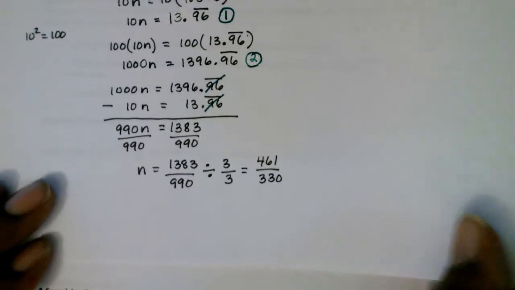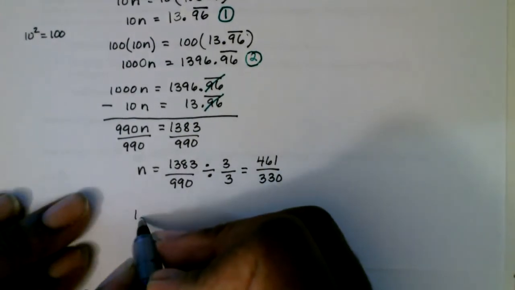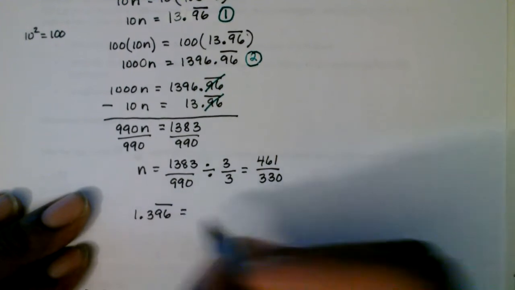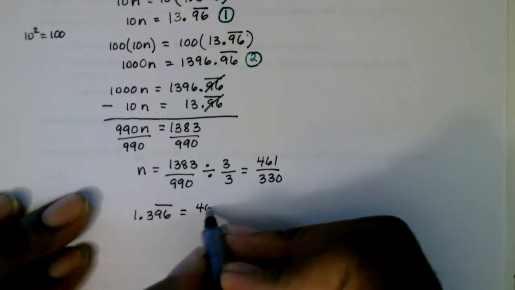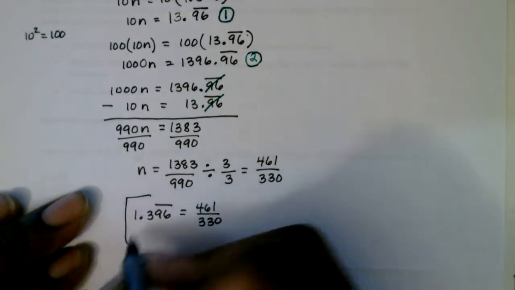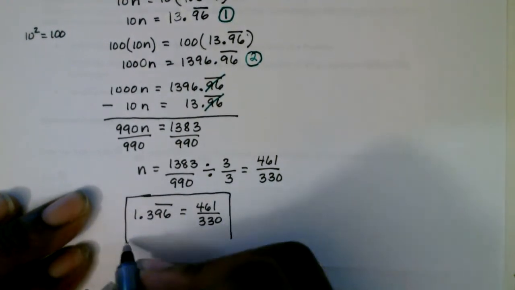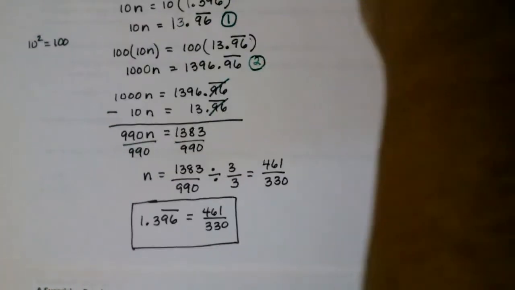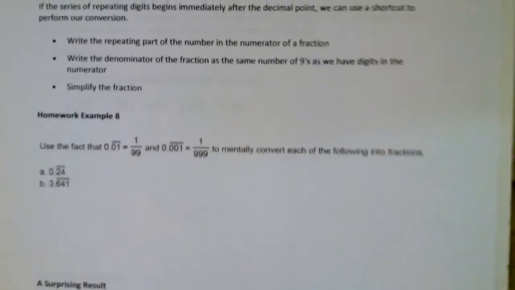So in this case here, that 1.396 with the 9 and the 6 repeating as a fraction in simplest form would be 461 over 330. Okay. All right.